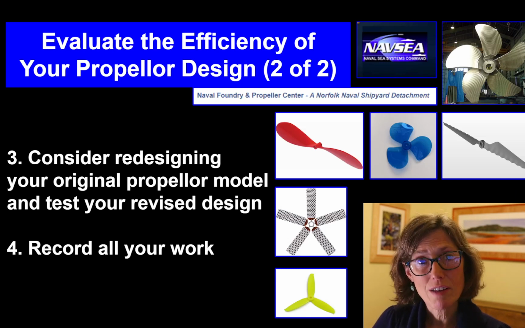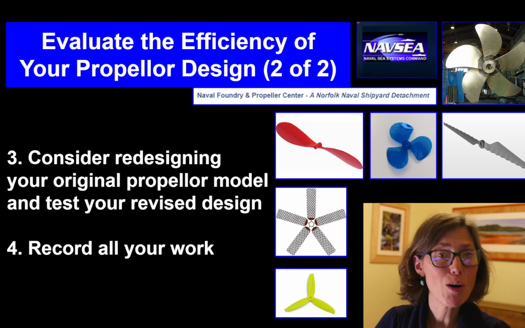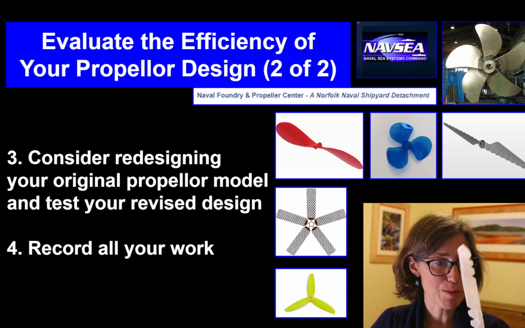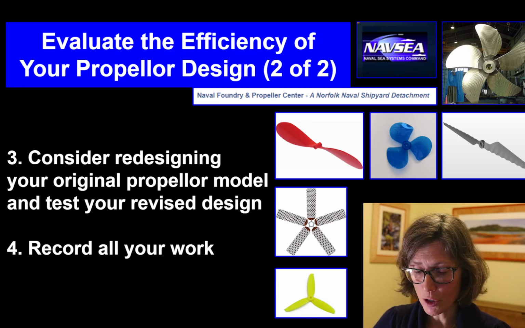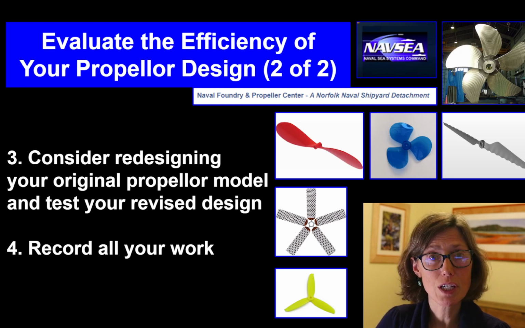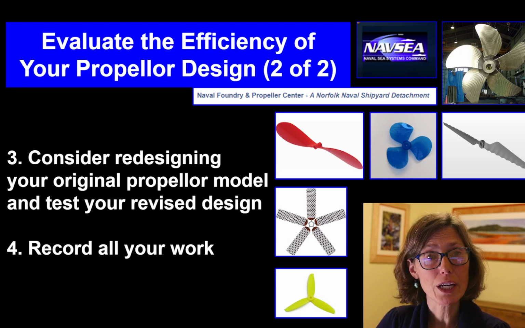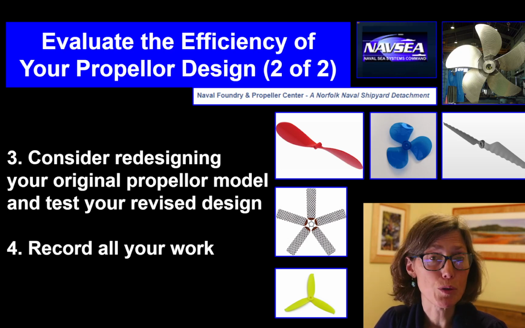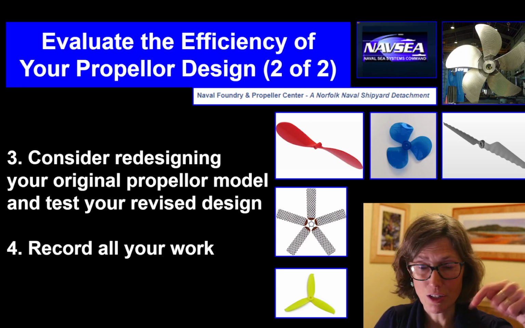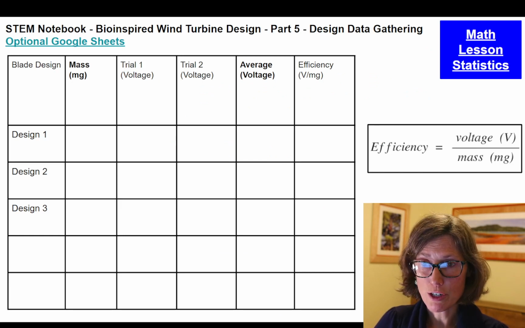So once they've done their design testing, they may want to consider going back and forth. How could they adjust their design? Is there maybe a better shape that would make the voltage output better compared to their original design? So key is really to go back and fine-tune that. Of course, they have to record all their work, and again, that can be done in the Google Doc, the Google Sheets, or Google Slides, all available in the description below. So this shows you that actual Google Doc form.